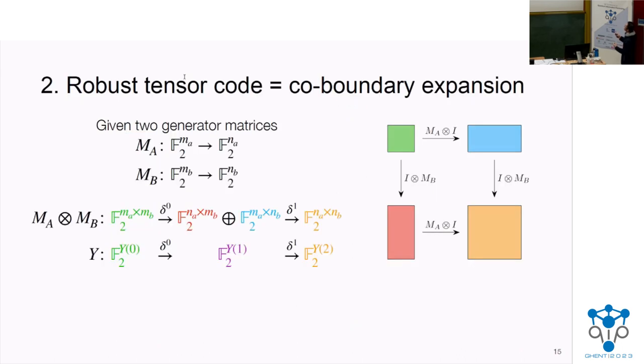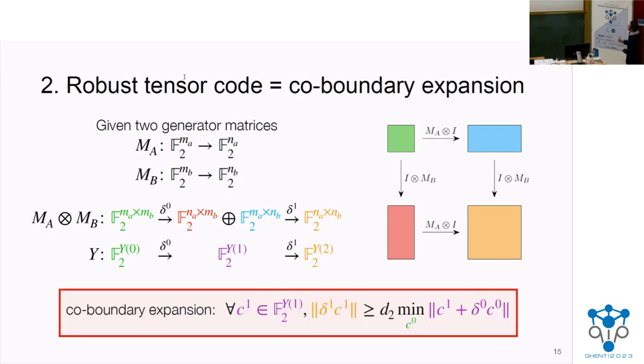Okay, so that's the graph, and then now we'll move on to the code. So as I said, robust tensor code is, in a high-dimensional language, this co-boundary expansion. So let me explain what that is. But before that, I'll actually have to first tell you what the tensor code is. So a tensor code is essentially a tensor product of 2 classical linear codes. So say MA and MB are the generator matrices, then you can use MA and MB to form these 4 maps, which you can combine into this chain complex. And that's called MY.